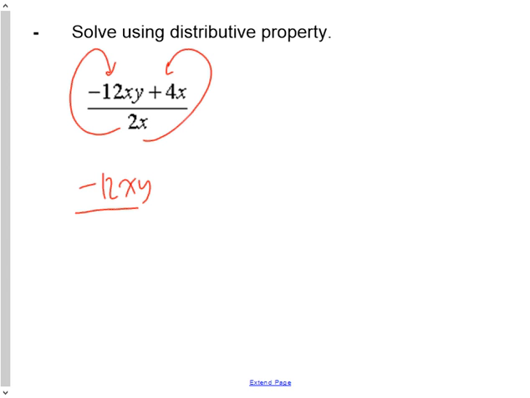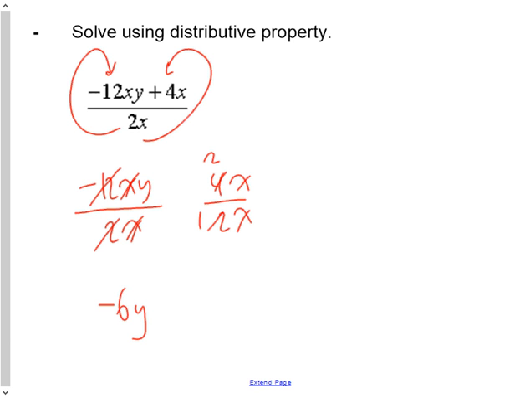Negative 12xy divided by 2x and positive 4x divided by 2x. Here I advise you to realize that negative 12 and 2 makes negative 6. X and x makes 1 over 1, they are gone. Y stays here because there's nothing to cancel it out with.